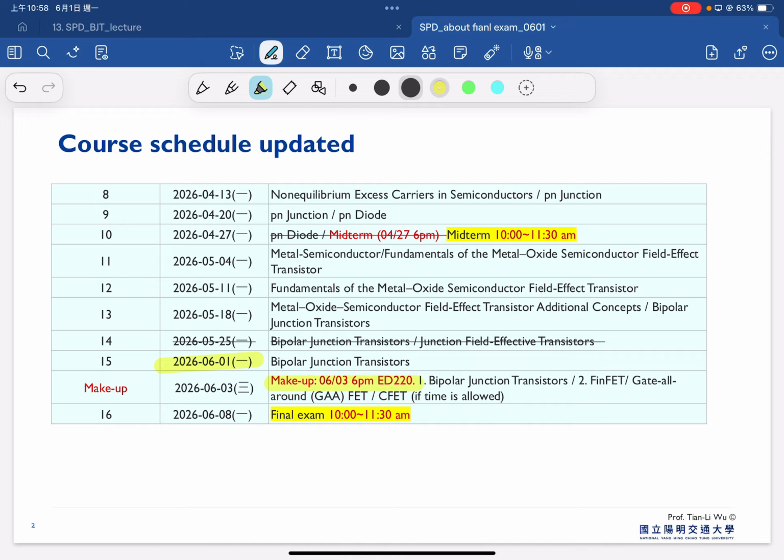Because I don't expect that we can finish the bipolar junction transistor today, otherwise that would be very rushed, we might still have to use Wednesday time to talk about the BJT. But also if time allows, I would like to introduce some basics related to FinFET, gate-all-around, and also the CFET on Wednesday. And as scheduled in the beginning of the semester, we should be able to target the final exam for next Monday, from 10 to 11:30 a.m.